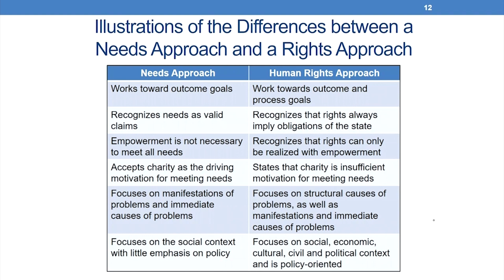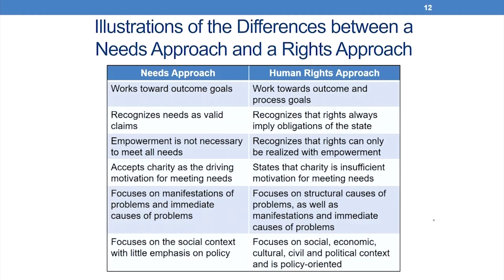Needs approach accepts charity as the driving motivation for meeting needs, whereas human rights approach states that charity is insufficient motivation for meeting needs and often makes the issue of charity redundant. Needs approach focuses on manifestations of problems and immediate causes of problems, whereas human rights approach focuses on structural causes of problems as well as manifestations and immediate causes of problems.